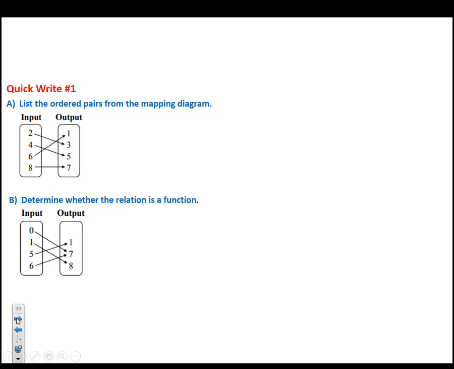So our quick writes today, ladies and gentlemen, I gave you a handout. Go ahead and take the ordered pairs from the mapping diagram and list them. And then on part B, determine whether this relation mapping diagram shows a function or not. Does each input have exactly one output?